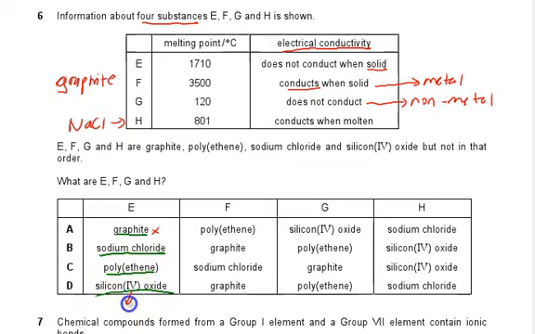Silicon oxide is a macromolecule, and this macromolecule has a very high melting point compared to polyethylene. So here should be silicon oxide for E, and this is polyethylene. Now let us find the most suitable answer here: silicon oxide, graphite, polyethylene, and sodium chloride. We got the answer, which is D. I hope you understand this.